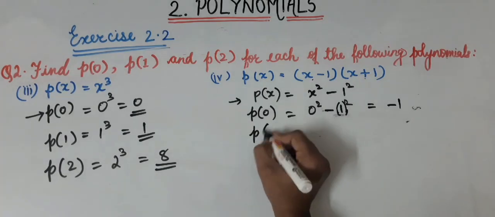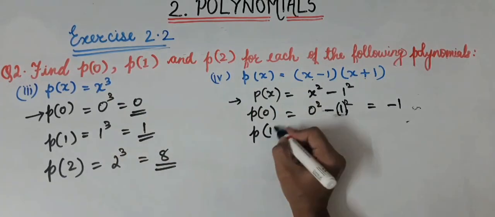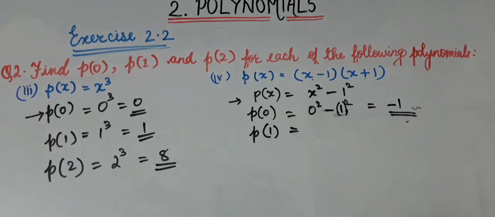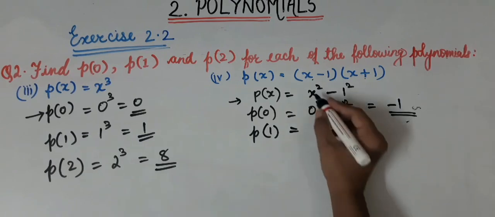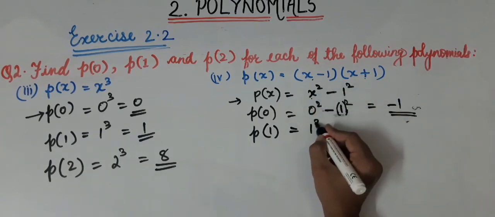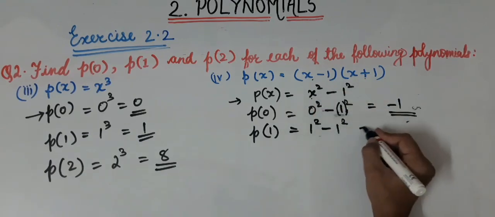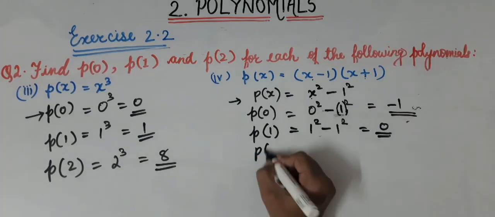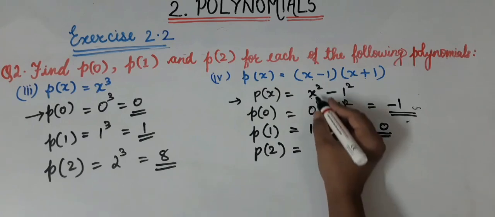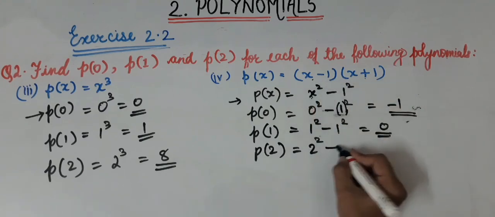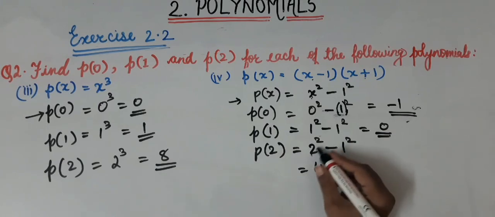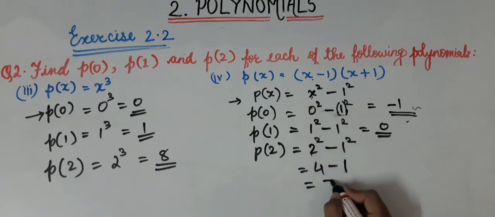Then next one is find P of 1. P of 1, replace x by 1. So 1 square minus 1 square. 1 square minus 1 square, 0. Then find P of 2. 2 square minus 1 square. 4 minus 1. 2 square is 4. 1 square is 1. 4 minus 1 is 3.